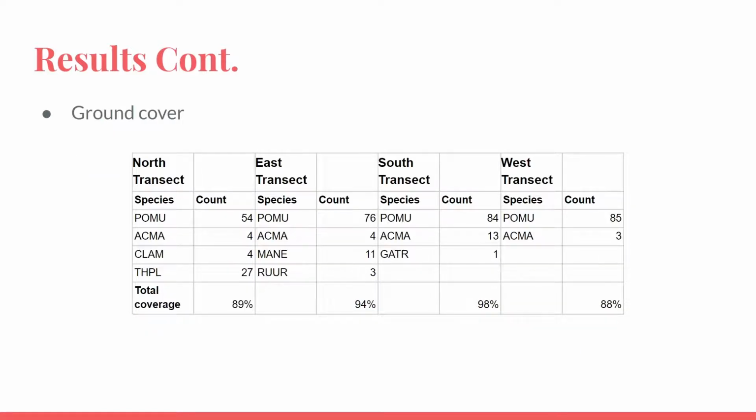Ground cover was dominated by Polystichum munitum, with various other sproutlings scattered around the plot. I'll go more into detail about these in the Discussions tab.